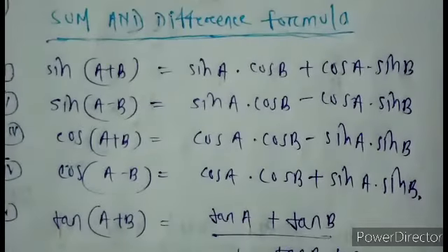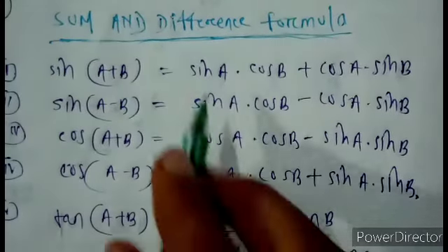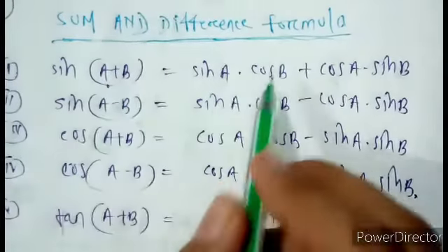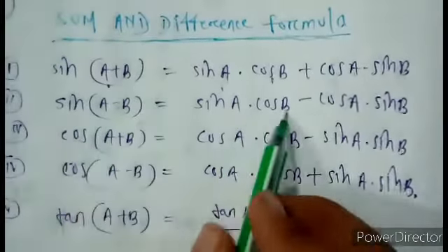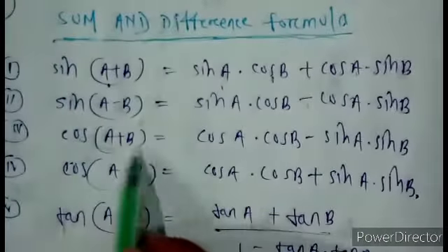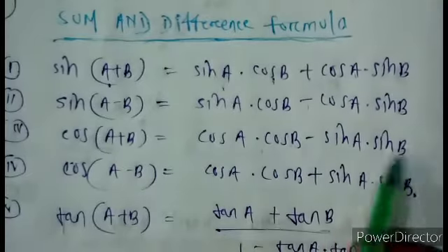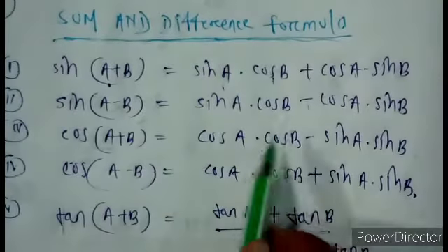Then come to the sum and difference formulas. Sin of a plus b is equal to sin a into cos b plus cos a into sin b. Sin of a minus b is sin a into cos b minus cos a into sin b. Cos of a plus b is cos a into cos b minus sin a into sin b. That is the logic: plus here, minus there.